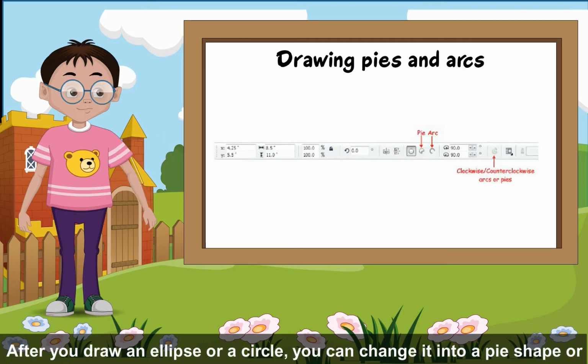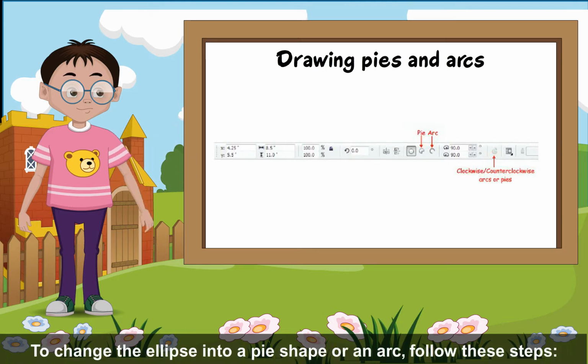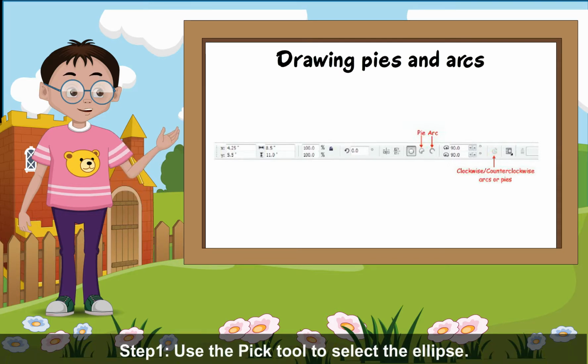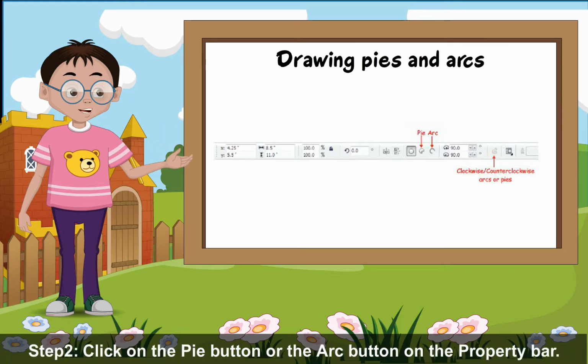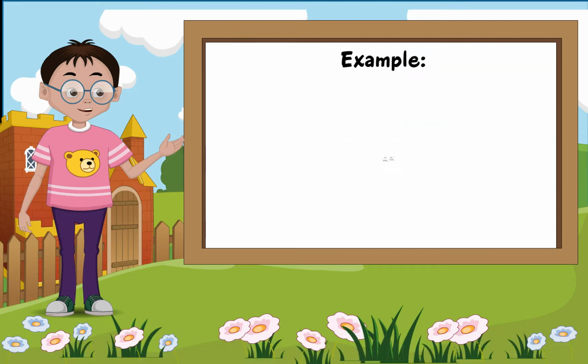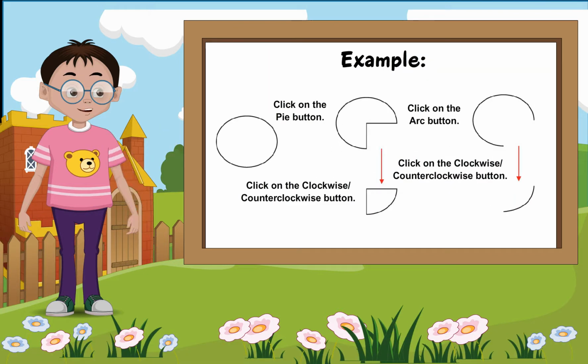Drawing pies and arcs. After you've drawn an ellipse or a circle, you can change it into a pie shape or an arc. To change the ellipse into a pie shape or an arc, follow these steps. Step 1. Use the pick tool to select the ellipse. Step 2. Click on the pie button or the arc button on the property bar. For example, click on the pie button or click on the arc button. Click on the clockwise or counterclockwise button.